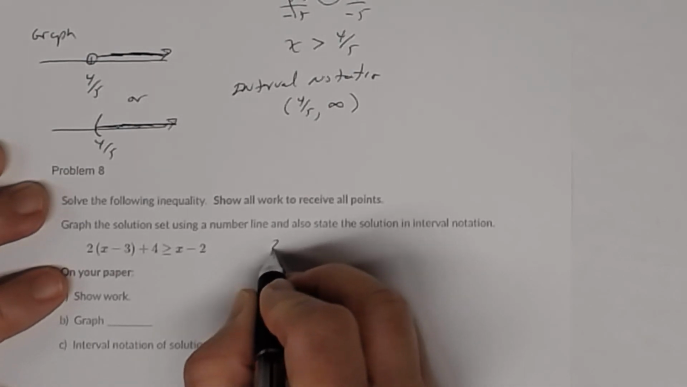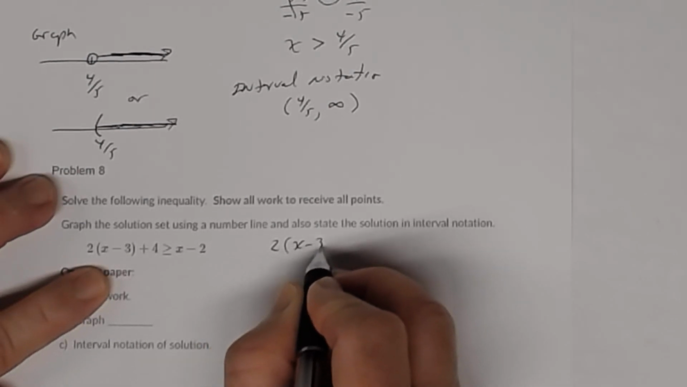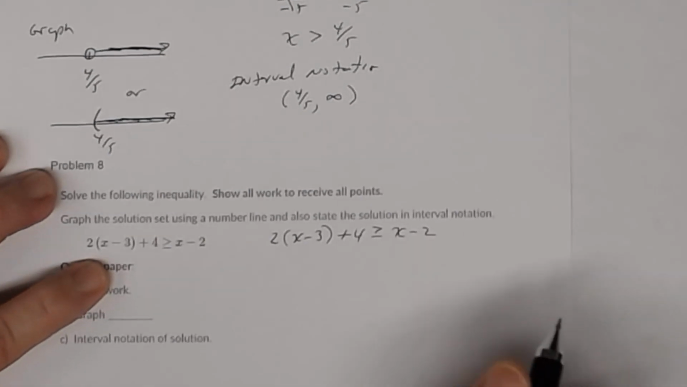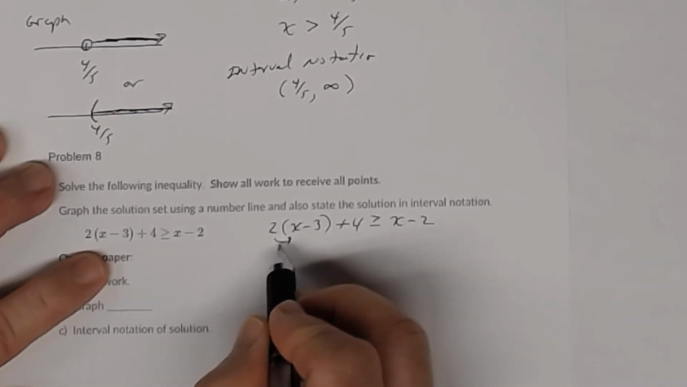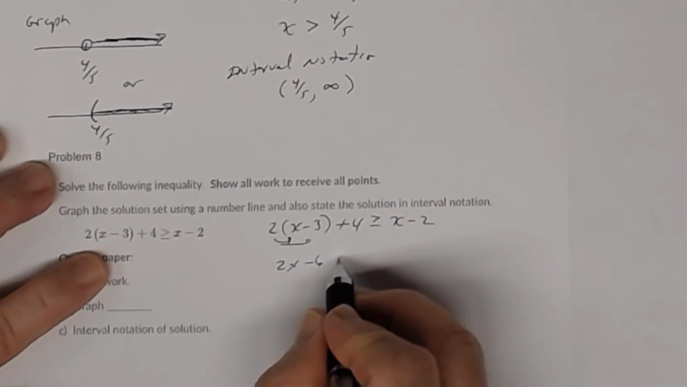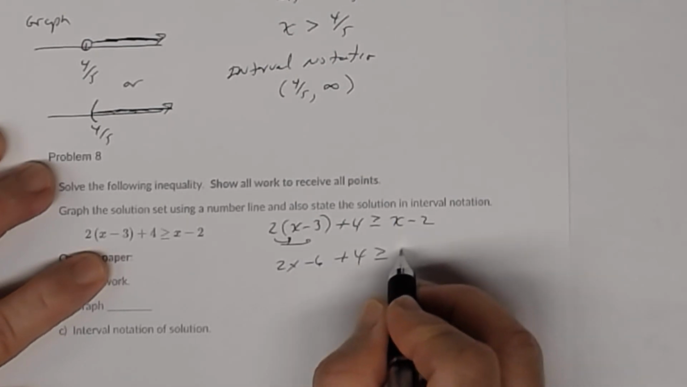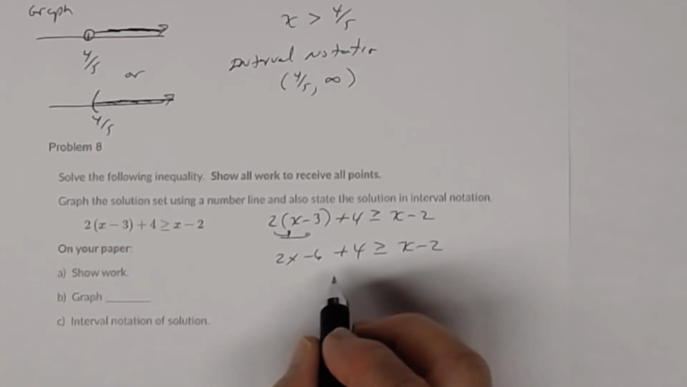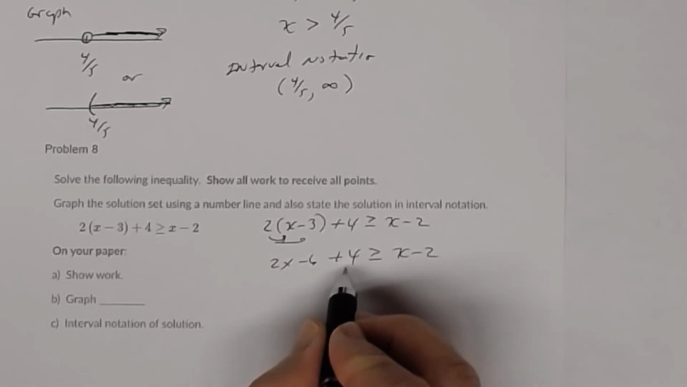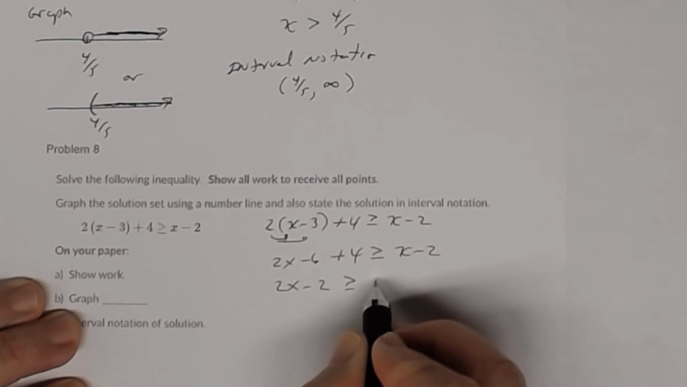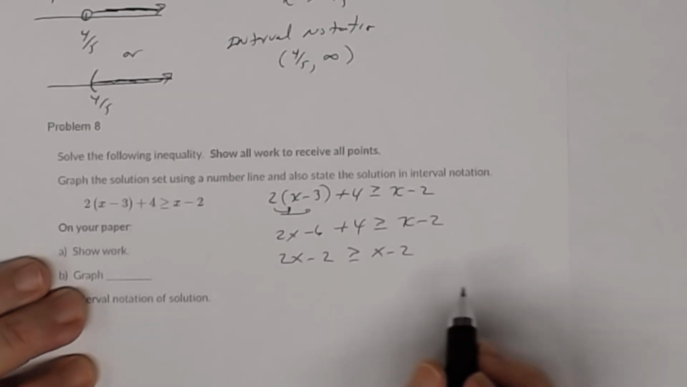So let's go ahead and rewrite this over. You have 2 times x minus 3 plus 4 is greater than or equal to x minus 2. So using the distributive property, I get 2 times x is 2x, 2 times negative 3 is negative 6, plus 4 is greater than or equal to x minus 2. Combining like terms, negative 6 and 4 is negative 2, right? So I get 2x minus 2 is greater than or equal to x minus 2.